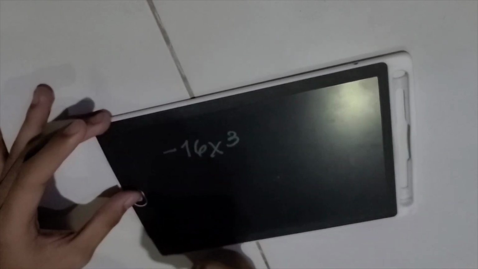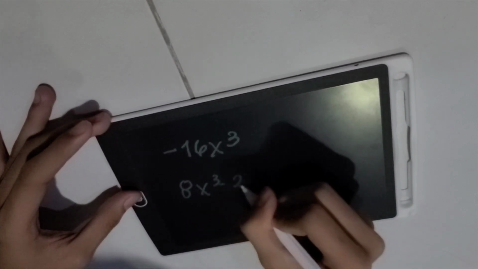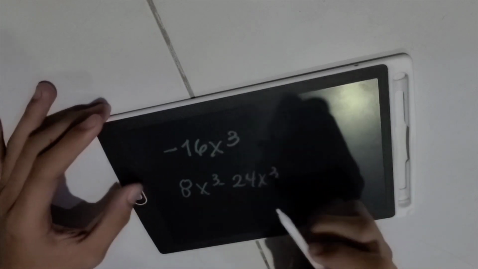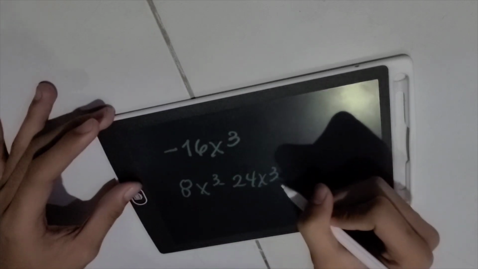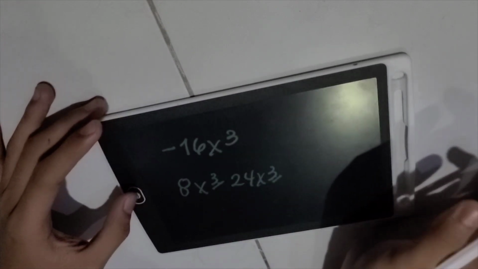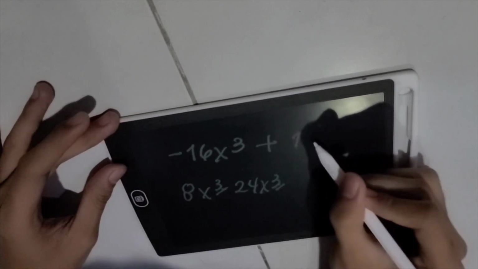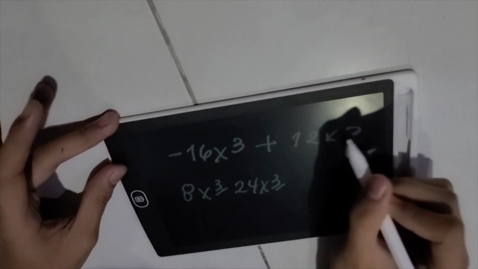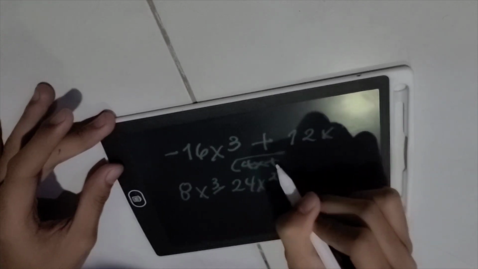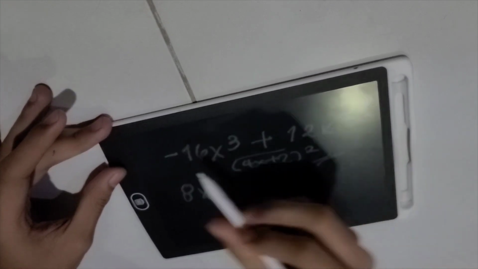So, bakit naging negative 16x cubed? So, 8x cubed minus 24x cubed. So, pareha sila. So, mas magmaminus tayo, kasi exponent nila is parehong 3. So, by that, meaning na magmaminus tayo. So, negative 16x cubed plus, kapila natin yung 12x squared kasi hindi naman sila same. And then, our denominator, 4x plus 2 raised to 2 or squared. Ito na ang magiging final answer natin.